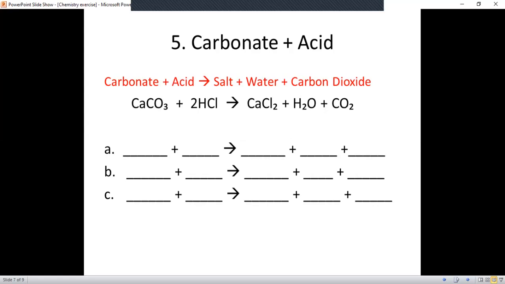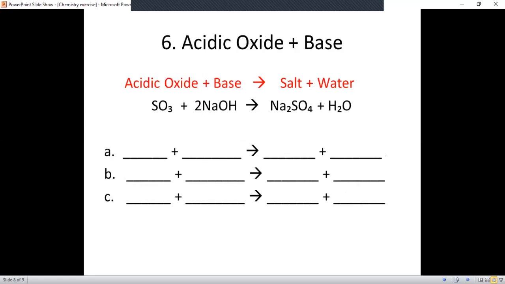When a carbonate reacts with an acid, you choose the carbonate and you choose the acid. 3 different examples. The 6 is acidic oxide plus base. So acidic oxide and a base will give salt and water. So again, acidic oxide, non-metal plus oxygen, sulfur trioxide plus a base, sodium hydroxide, gives sodium sulfate plus water.